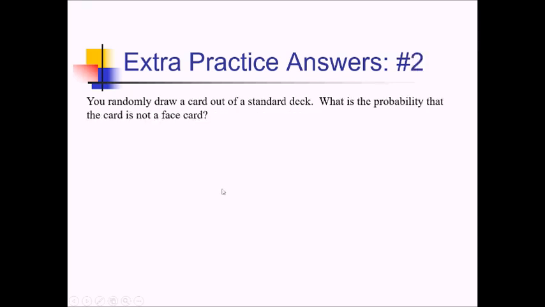On this problem, we're drawing a card out of a standard deck, which remember has 52 cards. We want the probability the card is not a face card. So I'm going to do this by figuring out the probability that it is a face card, and then I'm going to subtract that from 1 to get the complement. So figure out the probability that something doesn't happen, and then subtract it from 1. A little bit faster than counting up all the times that we don't have a face card.